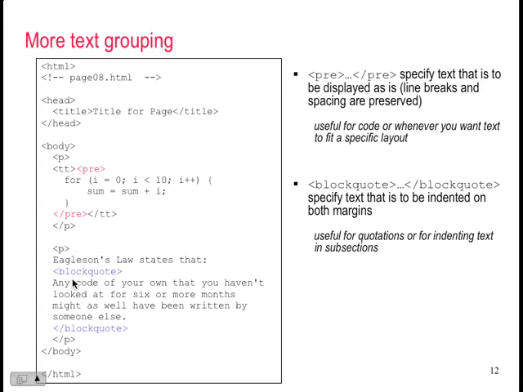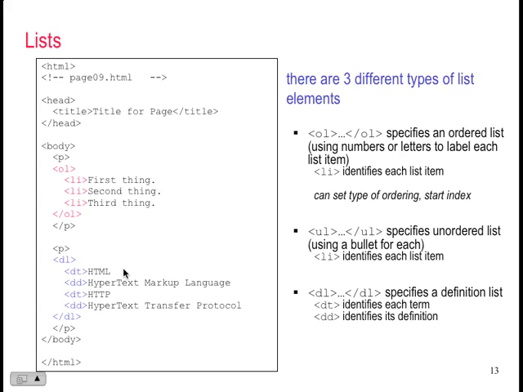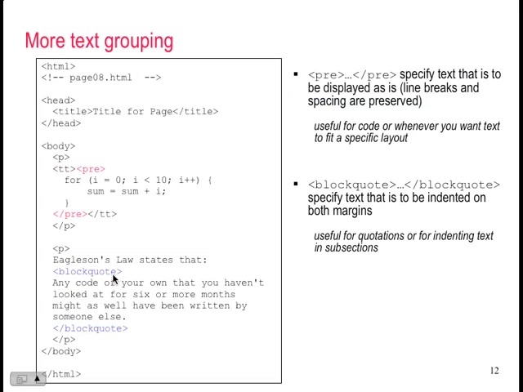So we have our blockquote as another tag, which specifies text that's going to be indented by both margins. The block is kind of like a dictionary: you've got a word and you've got a block. So it's left and right justified, but it's not at the margins. It's blocked. So it's useful for quotations, for indenting text in some subsections, or for special formatting. Here we haven't set any parameters for the block. We've essentially just said use the browser's default blockquote definition.